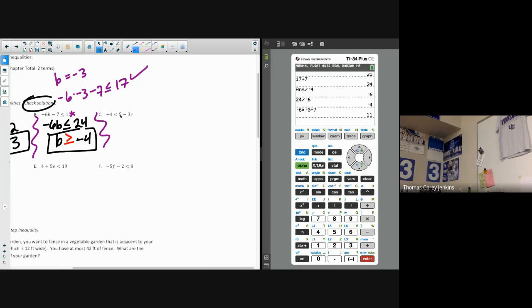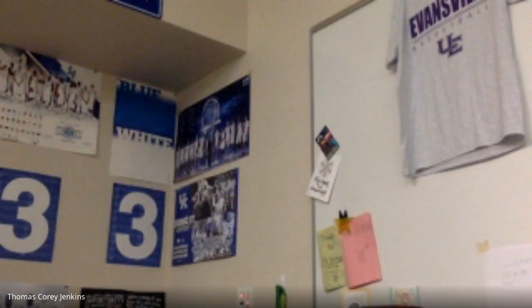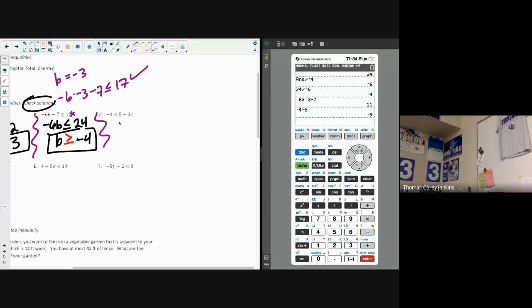All right, so first step is we want to subtract 5 from both sides to move that +5. So -4 minus 5 is going to be -9. So subtracting 5 from both sides gives me -9 is less than 0 minus 3c, so -3c. Let me let that pop up so I write that in the correct spot.